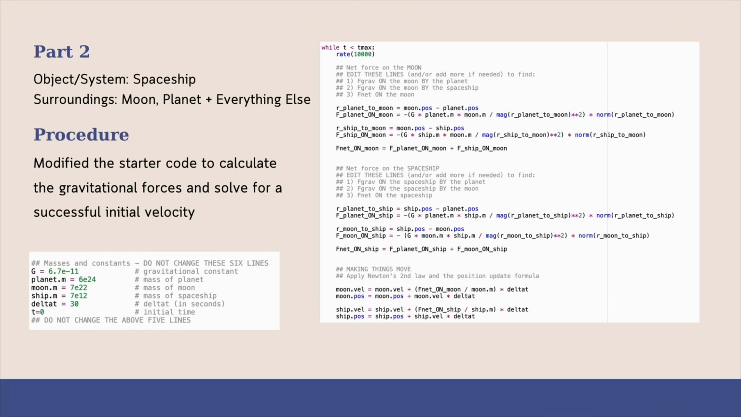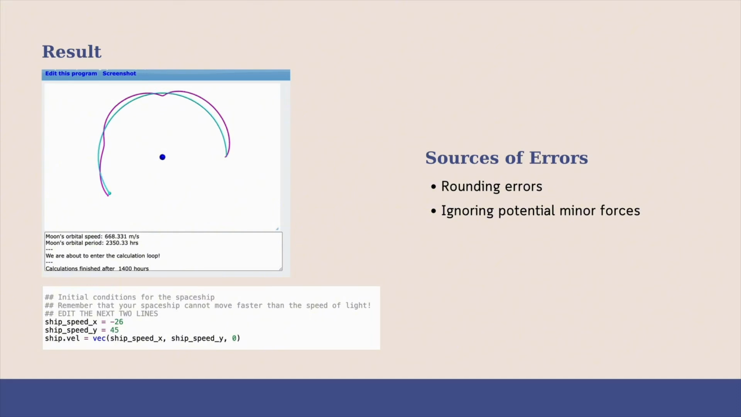I also plug in the position and velocity update formulas, which the code uses to calculate the new velocity of the moon and the spaceship and update their positions at every individual time step. From the actual trajectory, my chosen initial velocity was successful in allowing the spaceship to escape the moon's gravitational pull and enter a safe orbit around the planet without crashing into the objects.